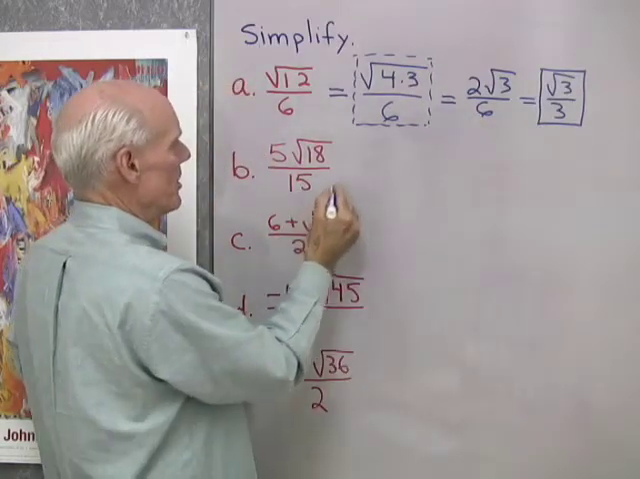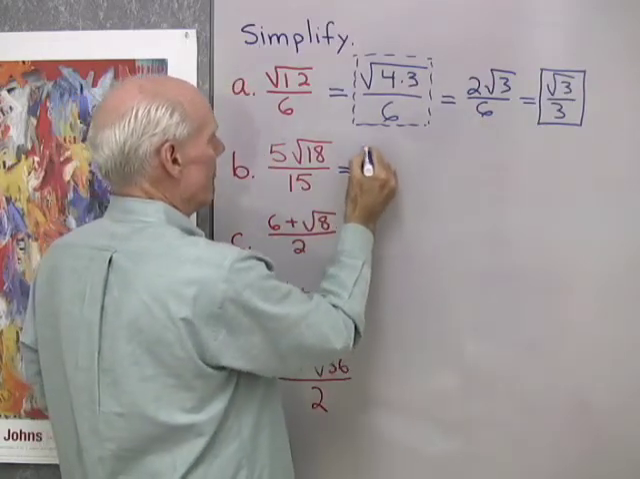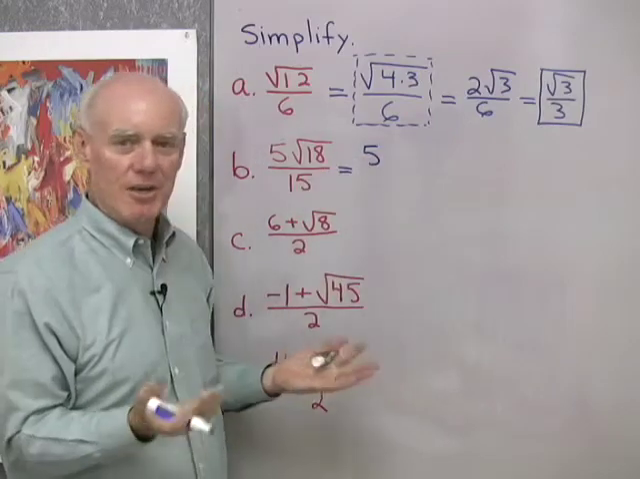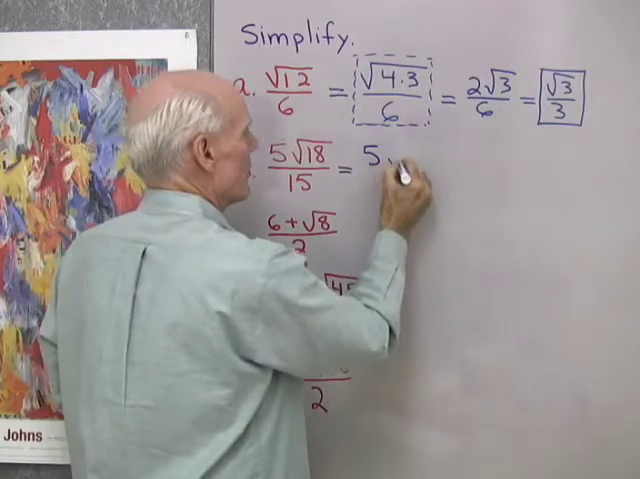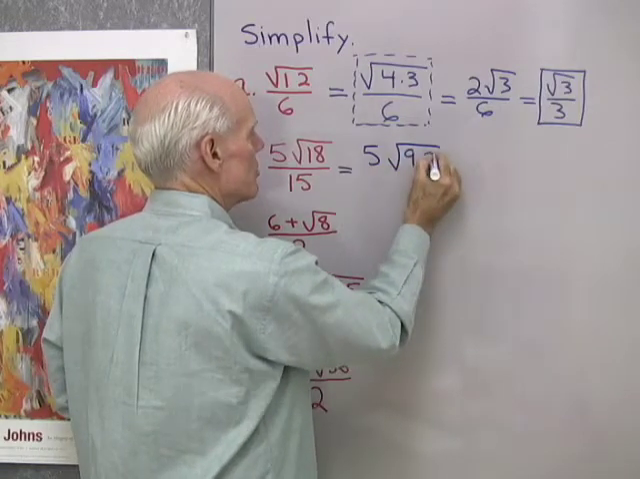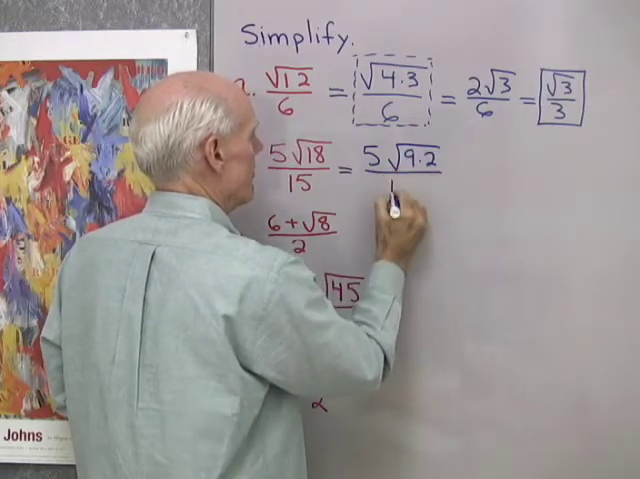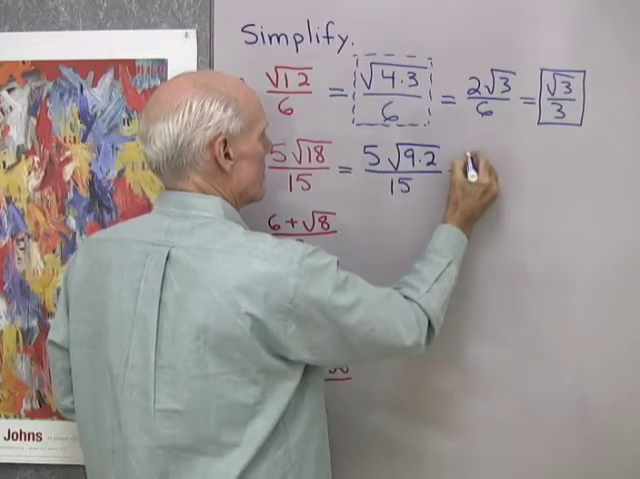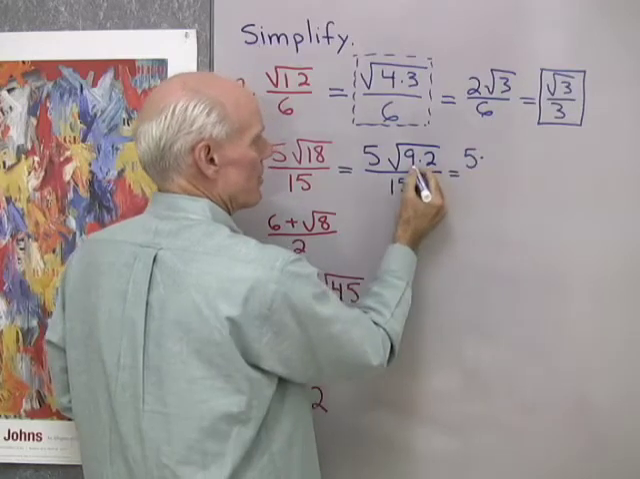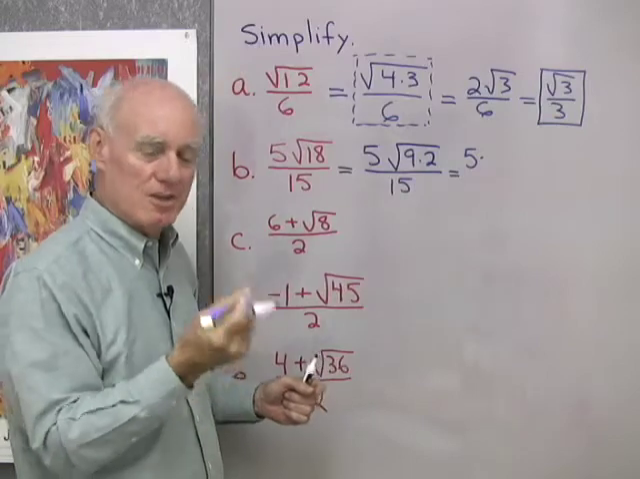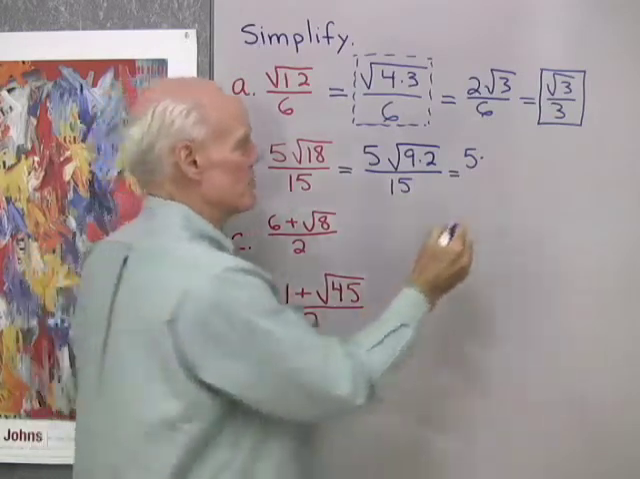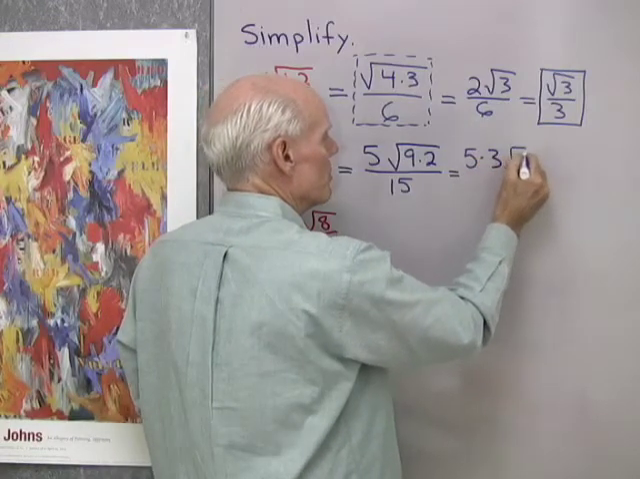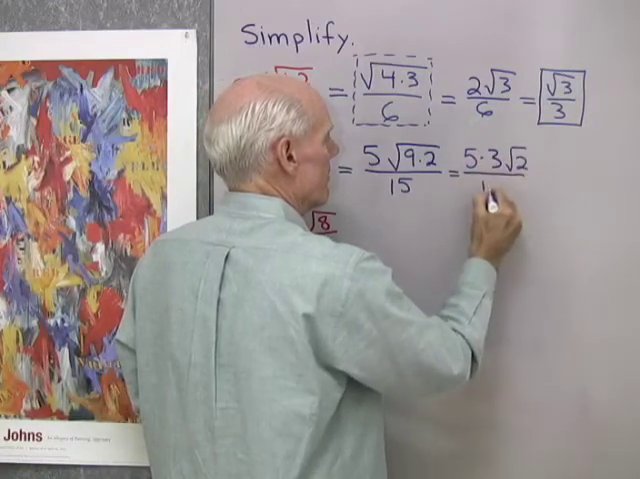Okay, let's look at this one now. Here I'm going to have 5 times square root of 18. Okay, 18, the largest perfect square that divides that is 9. So I'm going to write that as 9 times 2, all divided by 15. So that'll be 5 times, okay, square root of 9 times 2 is going to be square root 9 times square root 2, or 3 square root 2, all divided by 15.